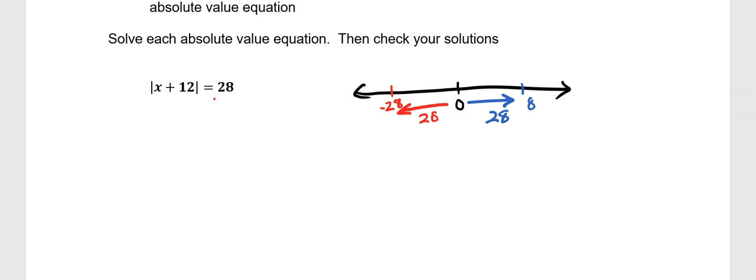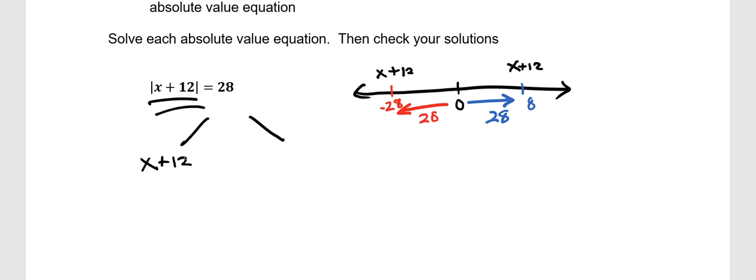So what is it that we're measuring the absolute value of? Well, we're measuring the absolute value of this expression. Actually, for that matter, I don't even need the absolute value bars there. We're measuring that this expression, x plus 12, is either 28 to the left of 0, or that expression, x plus 12, is 28 to the right of 0. So visually, we're beginning to see why we solve two different equations. So what we're going to do is branch off. We're going to write those two equations.